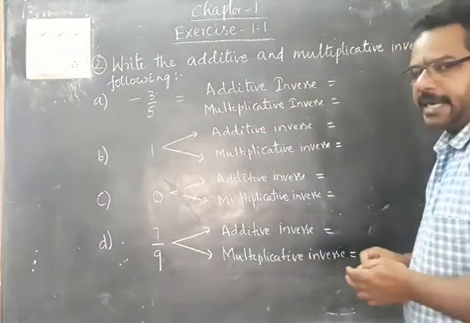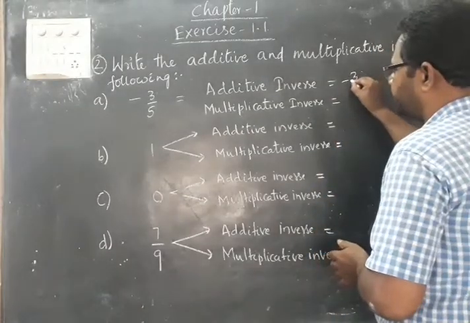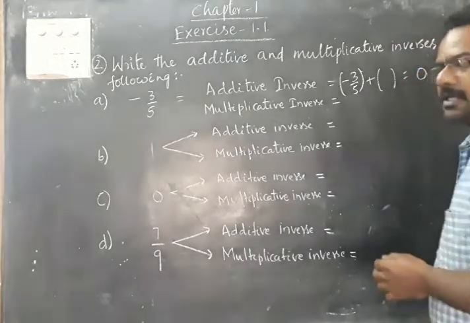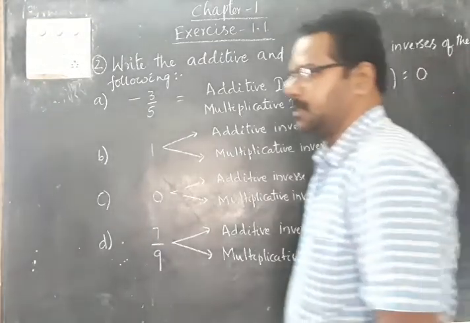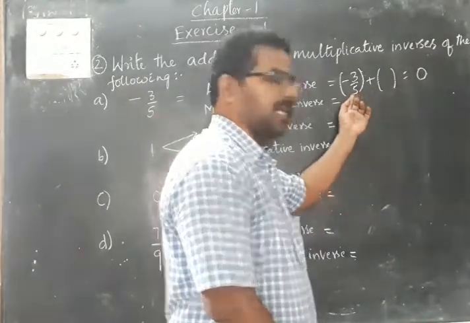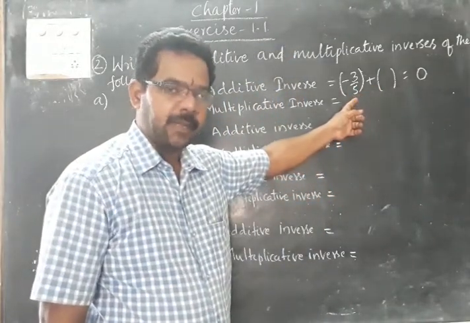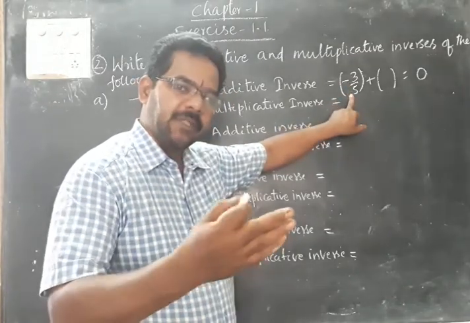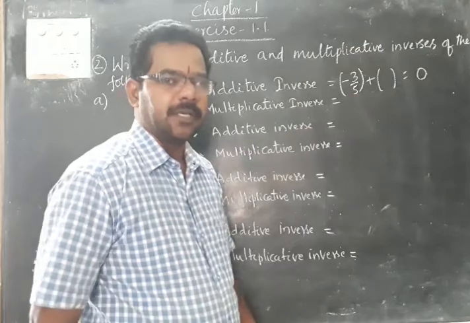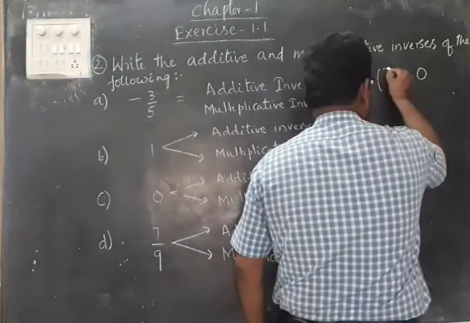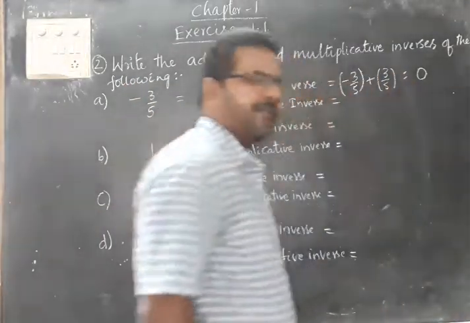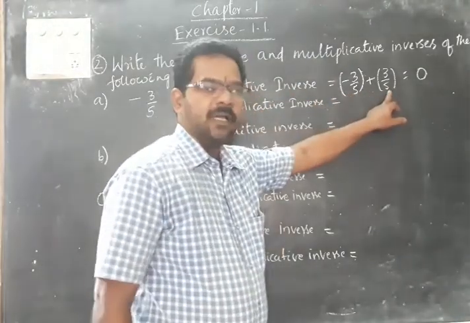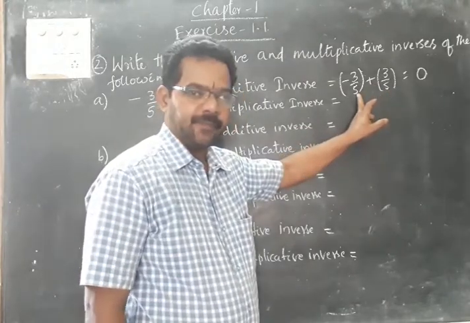Additive inverse we have to write. So minus 3 by 5 should be added to something to get the answer equal to 0. What is that number? Minus 3 by 5 is a rational number and its sign is negative. When a negative number is added to the same positive number, we get 0. That's why minus 3 by 5 should be added to plus 3 by 5 to get 0. That's why we call 3 by 5 the additive inverse of minus 3 by 5.